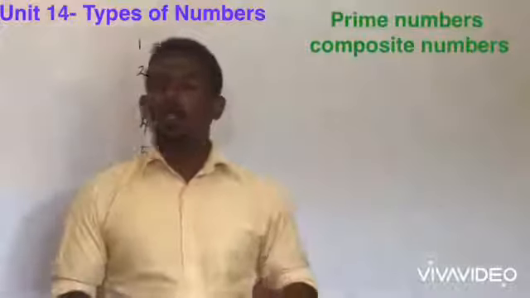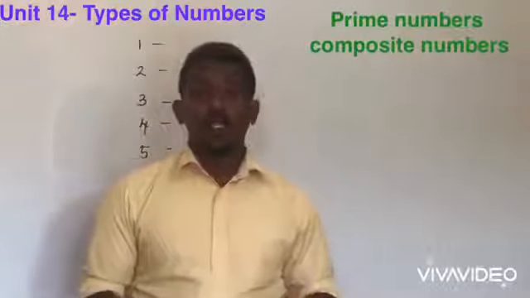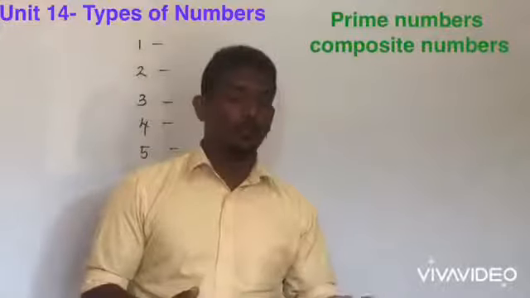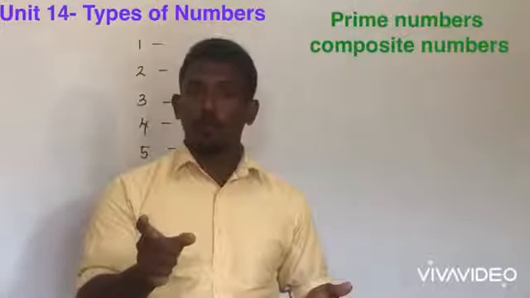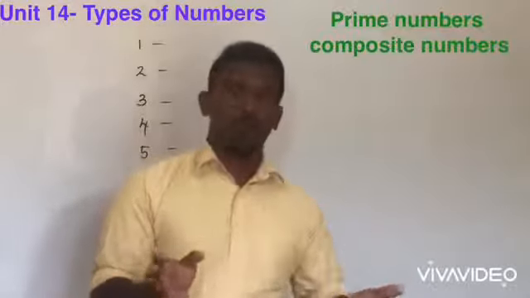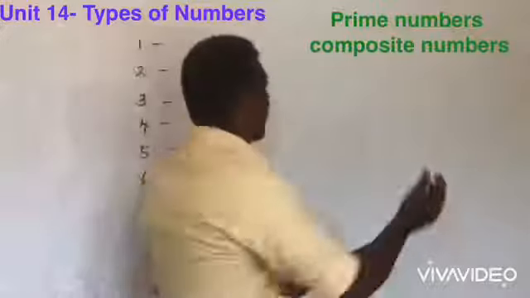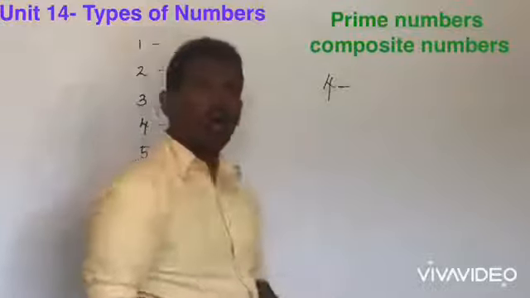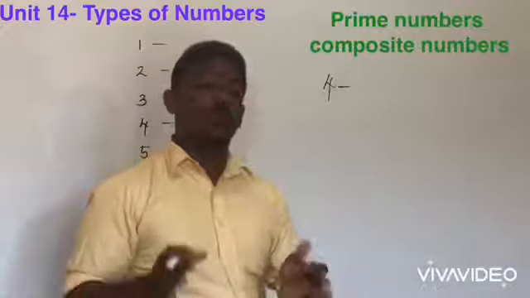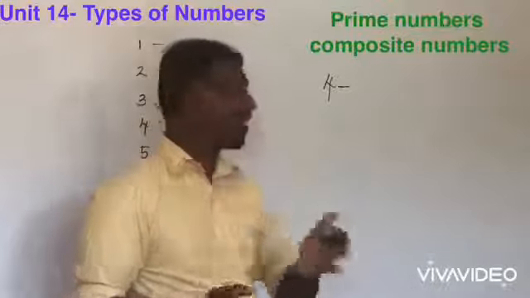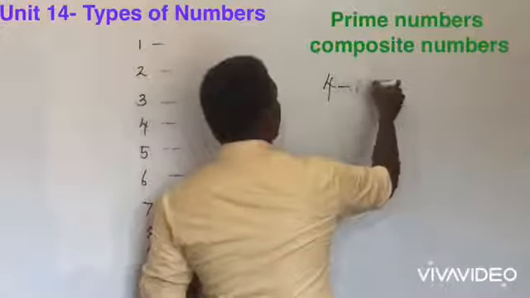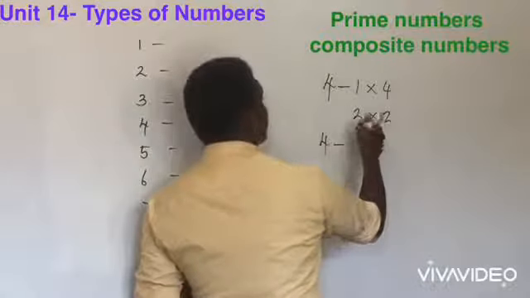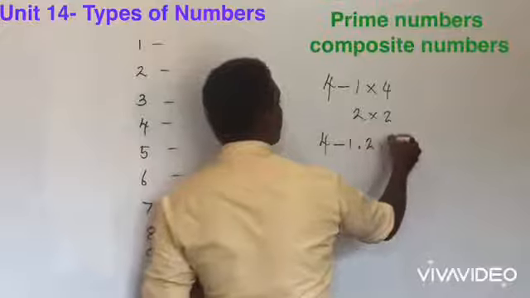Okay, now tell me what is meant by a factor of a number. If a number is divisible by another number without remainder, that second number is a factor of the first number. As an example, 4 is divisible by 1, as well as 2, as well as 4. Otherwise, 4 can be written as the product of two numbers: 1 into 4 and 2 into 2. Therefore, the factors of 4 are 1, 2 and 4.